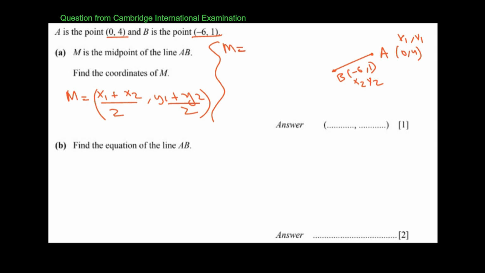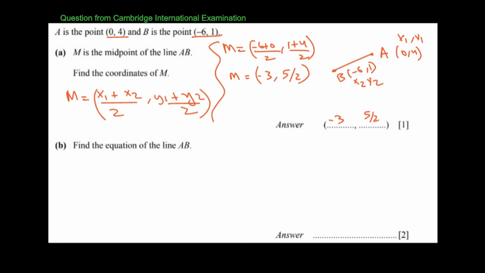So midpoint M is given by -6 plus 0 divided by 2, 1 plus 4 divided by 2. So -6 plus 0 is -6 and -6 divided by 2 is -3, 1 plus 4, which is 5, divided by 2 is 5/2. 5/2 is same as 2.5. So the midpoint is negative 3 comma 5 over 2, or you can write negative 3 comma 2.5.